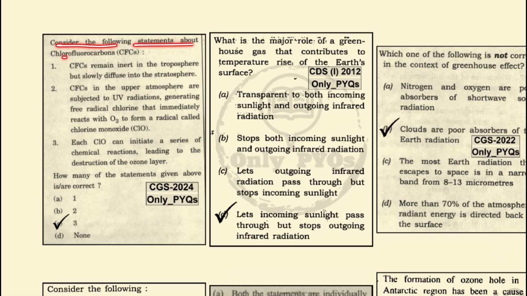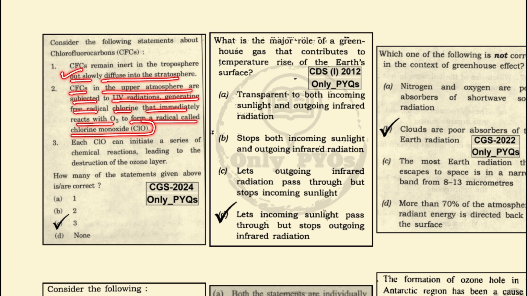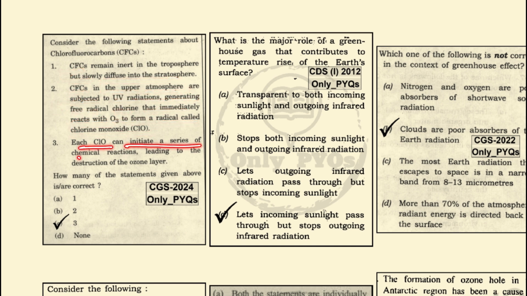Consider the following statements about chlorofluorocarbons. CFCs remain inert in the troposphere but slowly diffuse into the stratosphere. This is a correct statement. CFCs in the upper atmosphere are subjected to UV radiations, generating free radical chlorine that immediately reacts with ozone to form the radical called chlorine monoxide. Yes, this is also a correct statement. Each ClO can initiate a series of chemical reactions leading to the destruction of the ozone layer. This is also a correct statement. So the question says how many of the statements given above are correct. All 3 are correct.